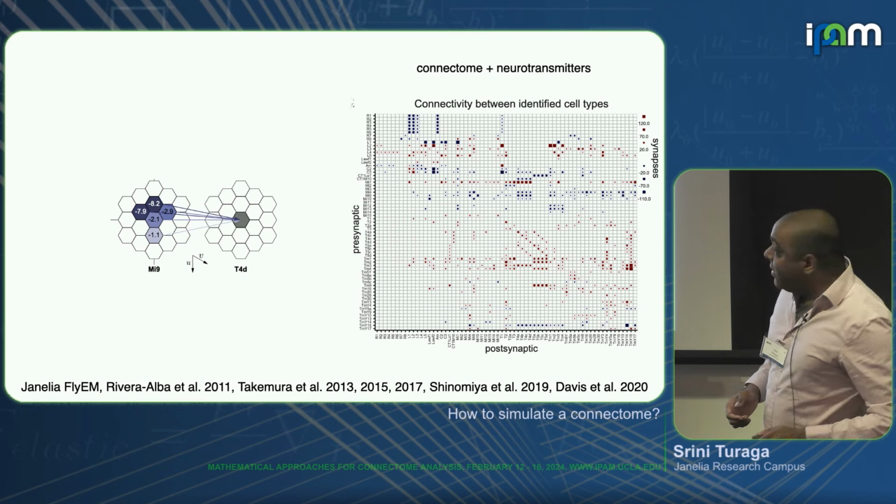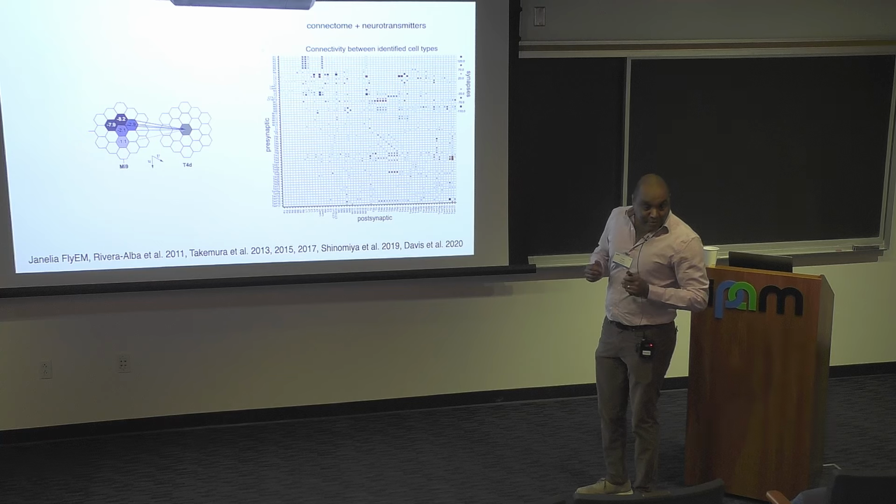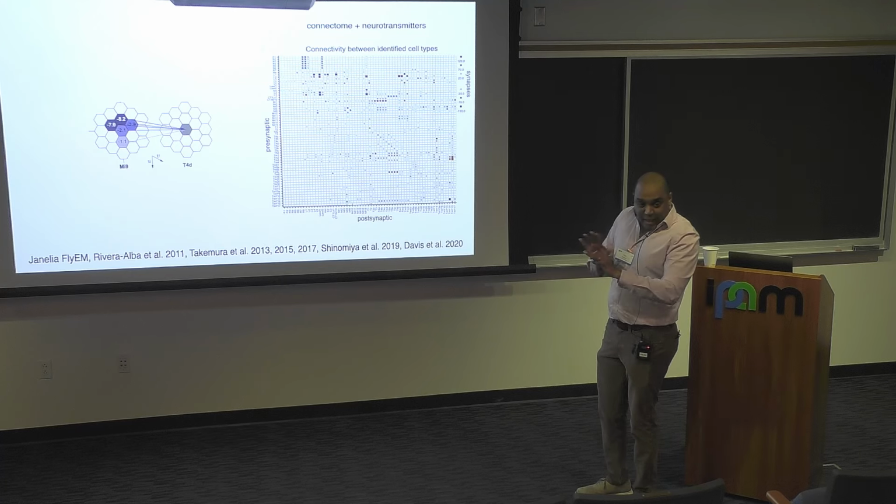What are the numbers on the left? So those numbers there are the average numbers of synapses. So we're building an average model here that's spatially equivariant.